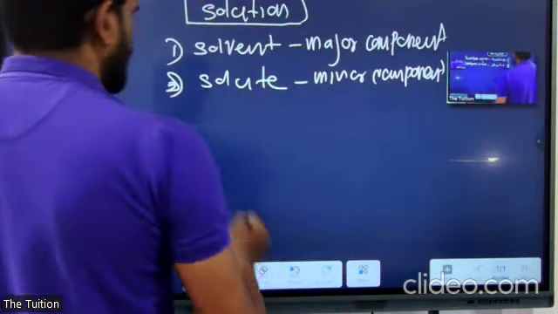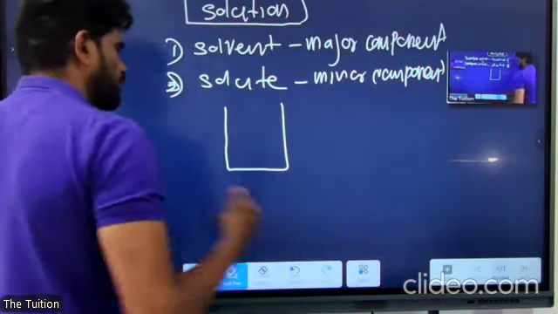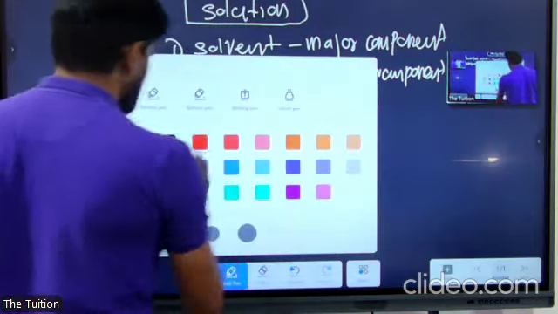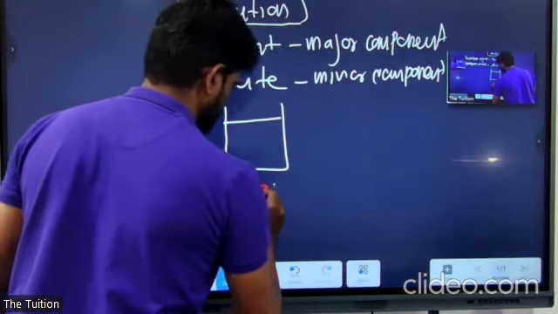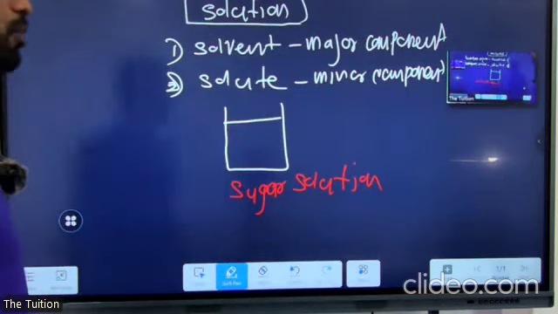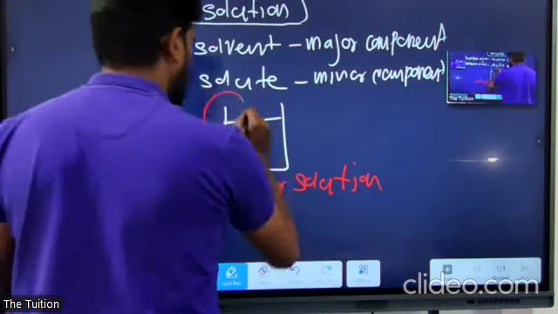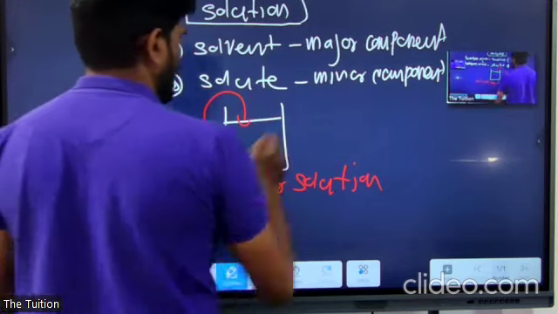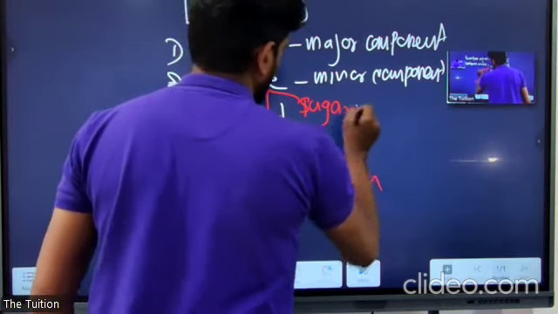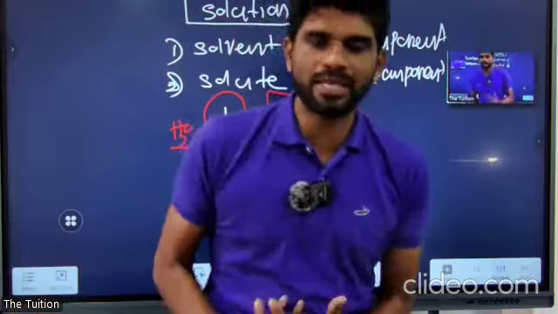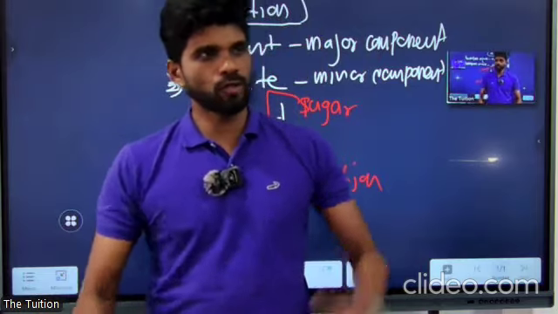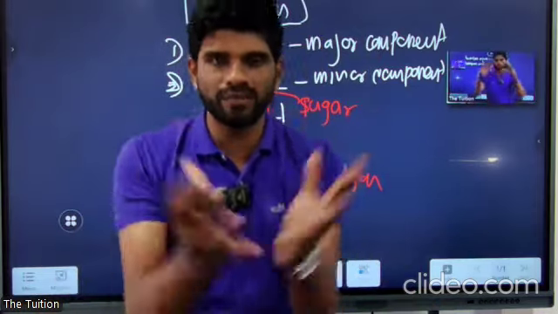Now let's take an example, the sugar solution. This is a sugar solution. To make a sugar solution, we add water and we add sugar. What is the major component in the sugar solution? Water. Because if we add more sugar than water, it would not be a solvent.